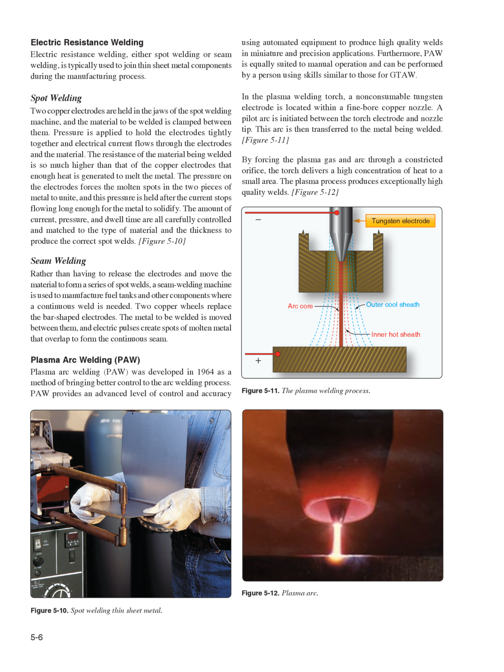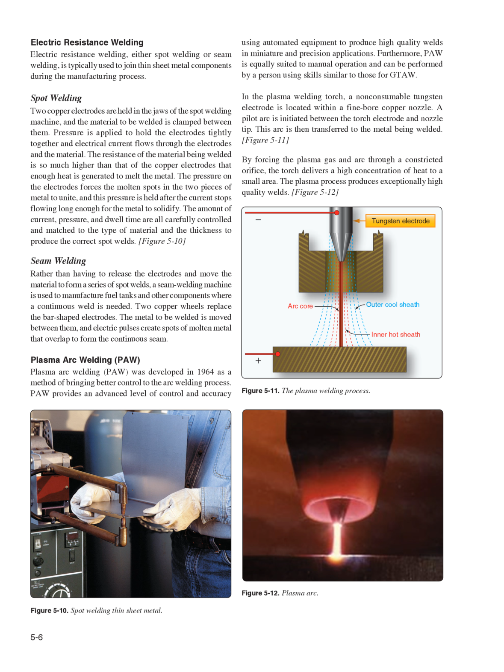Plasma arc welding, PAW, was developed in 1964 as a method of bringing better control to the arc welding process. PAW provides an advanced level of control and accuracy using automated equipment to produce high-quality welds in miniature and precision applications. Furthermore, PAW is equally suited to manual operation and can be performed by a person using skills similar to those for GTAW. In the plasma welding torch, a non-consumable tungsten electrode is located within a fine-bore copper nozzle. A pilot arc is initiated between the torch electrode and nozzle tip. This arc is then transferred to the metal being welded.